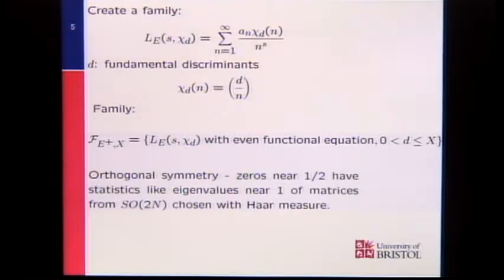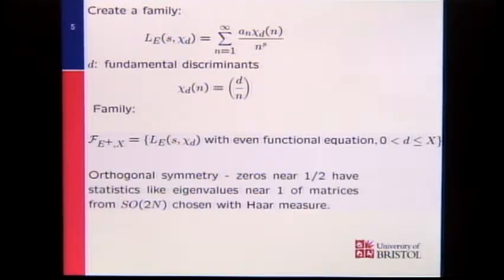And in random matrix theory, you treat the ones with even functional equation and the ones with odd functional equation differently. You model them differently. And so here we'll just be looking at the ones with even functional equation. So we're taking L functions of this type with even functional equation, and we give ourselves some range in D. Remember, for each D we have a different L function, and we take a range of D from 0 up to some cutoff X. So that's our family of L functions.